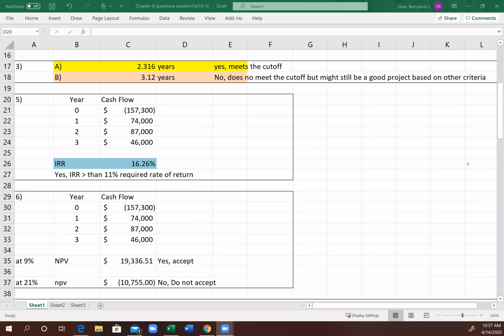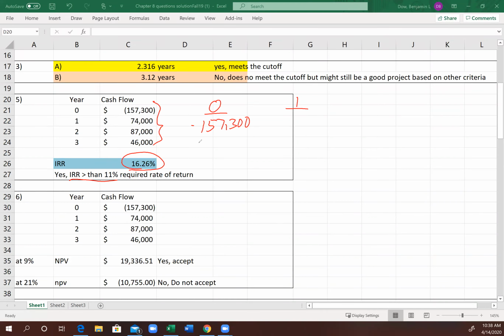Okay. So here's the IRR. Just find the IRR of these cash flows. And it's greater than 11%, so we should accept it. But let's look back at that payback period. It's super easy, but sometimes if you don't see it, it's difficult.